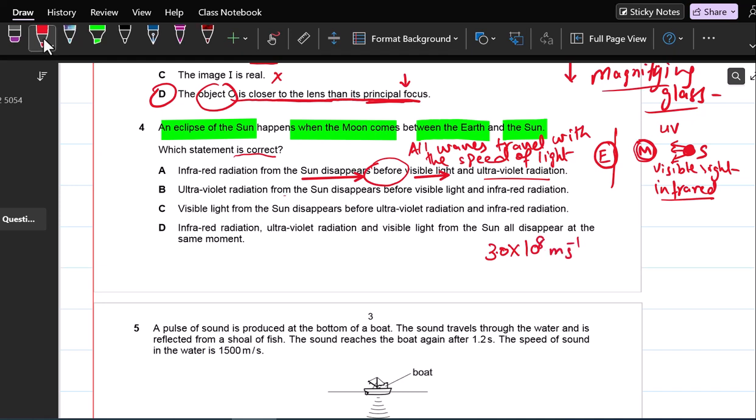Ultraviolet radiation from the sun disappears before the others? No, not possible. Visible light from the sun disappears before ultraviolet radiation? No. D is saying infrared radiation, ultraviolet radiation and visible light from the sun all disappear at the same moment, because they are traveling with the same speed and the sun is emitting these three waves. So this question is actually related to the electromagnetic spectrum.